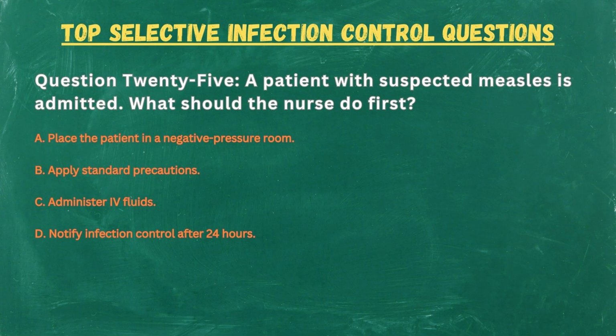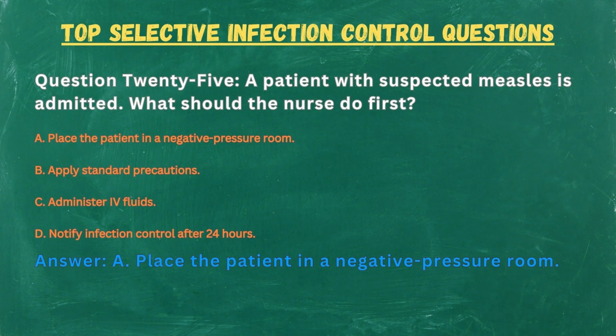Question 25. A patient with suspected measles is admitted. What should the nurse do first? A. Place the patient in a negative pressure room. B. Apply standard precautions. C. Administer IV fluids. D. Notify infection control after 24 hours. Answer: A. Place the patient in a negative pressure room.